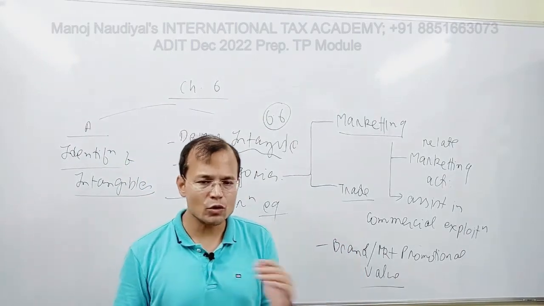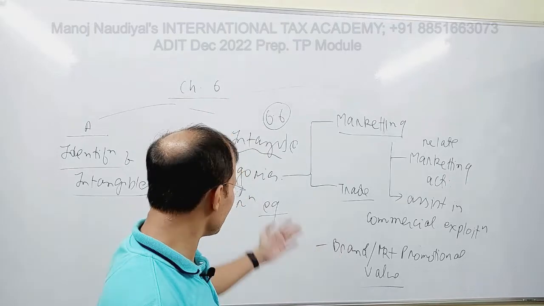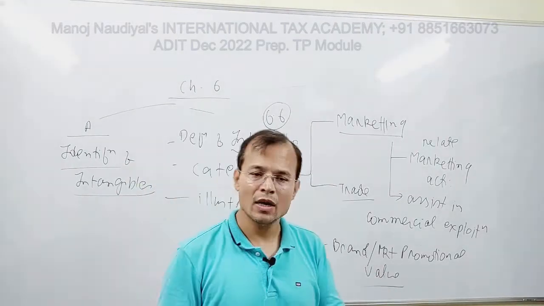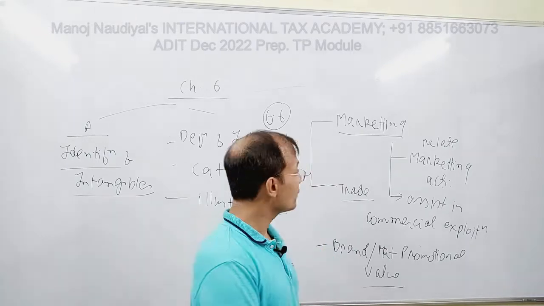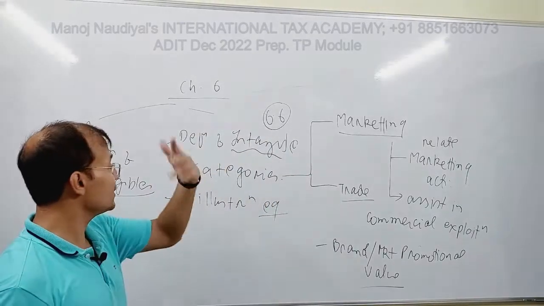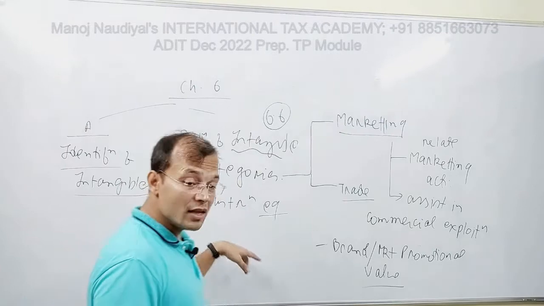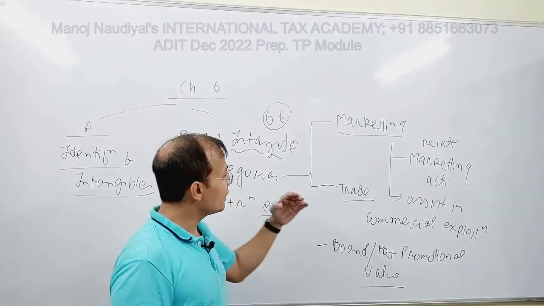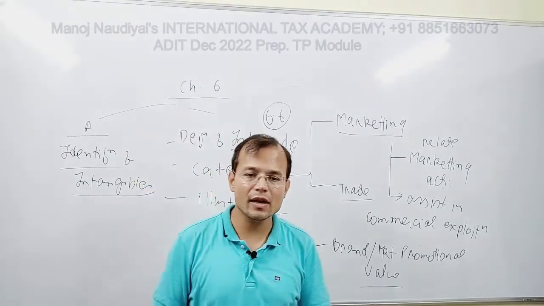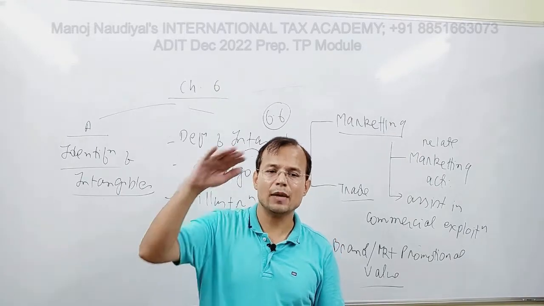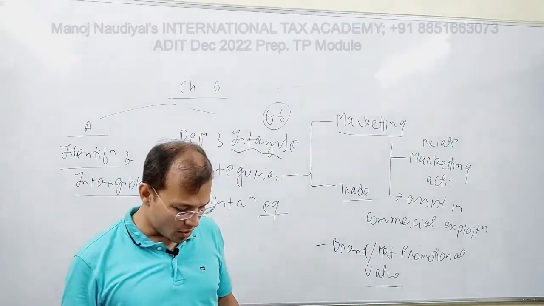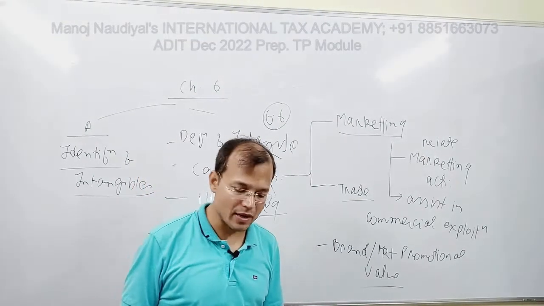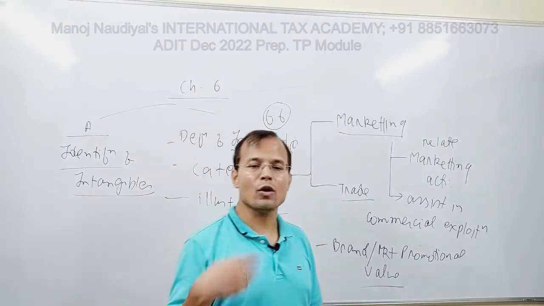Fine. So these are the two categories: marketing, trade, and unique, non-unique, which are relevant for the purposes of our chapter number 6. Fine. So definition taken care of, categories taken care of. Illustration. Illustration means depending upon those three ingredients of intangibles, that is capable of being owned or controlled, not a physical financial asset, and use or transfer would be remunerated by independent enterprises. Illustration, what can be possible intangibles?